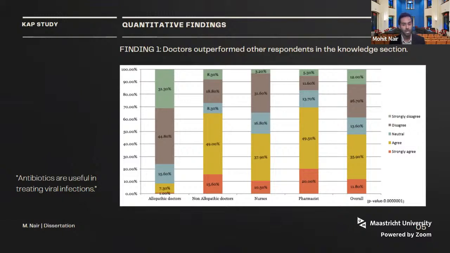On this slide, we're just looking at one of the knowledge questions in the survey. We can see that the knowledge of allopathic doctors contrasted strongly with the other three groups, as you would expect, and this result was statistically significant. About 76% of allopathic doctors either strongly disagreed or disagreed with the statement that antibiotics were useful for viral infections, the correct answer, and significantly smaller proportions of non-allopathic doctors or informal providers, nurses and pharmacy providers answered this question correctly.